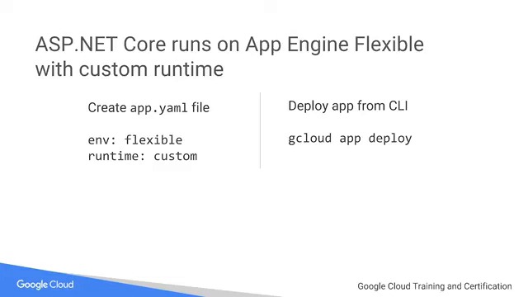This is everything you need to take a Dockerized application and deploy it to App Engine Flexible. First, create an app.yaml file that describes the App Engine application. Then, in the command line, use the gcloud command to deploy the application. That's it. Your application will be running on App Engine in just a couple of minutes.